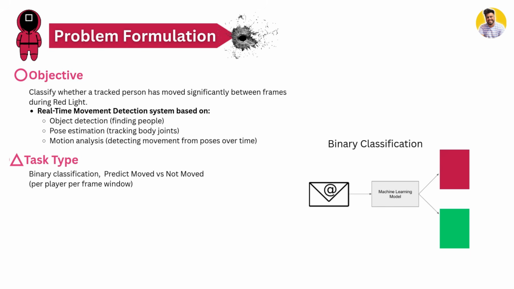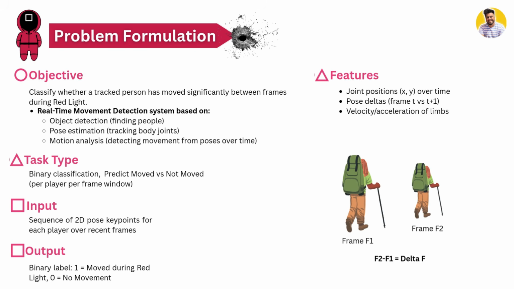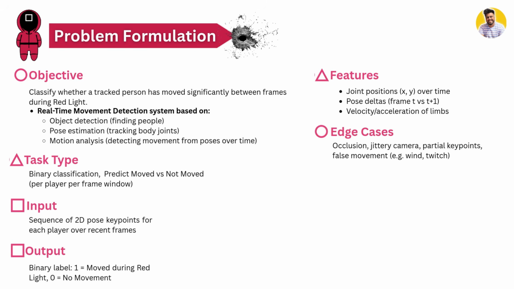Then we have to define our task. Our task is simple. We have to do binary classification here to predict whether the person moved or not. Our input is a sequence of 2D pose key points for each player's recent frames, and the output is a binary classifier, that is 1 or 0. The features we need for this problem statement are joint positions of each player, pose deltas that show how a player moved from the last frame to this frame, and the velocity or acceleration of the limbs in that frame as well. The edge cases involved are occlusion, jittery cameras, partial key points, or false movements like wind, twitching, eyes twitching. These kinds of movements we should not consider as a violation.